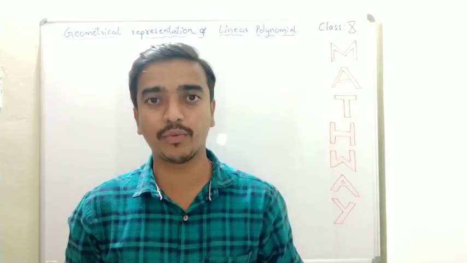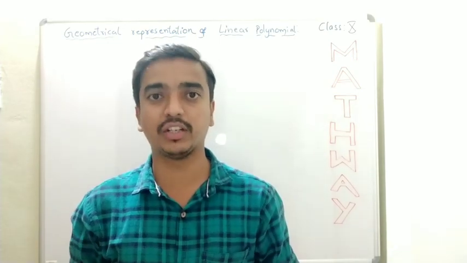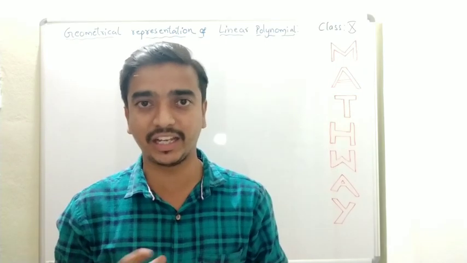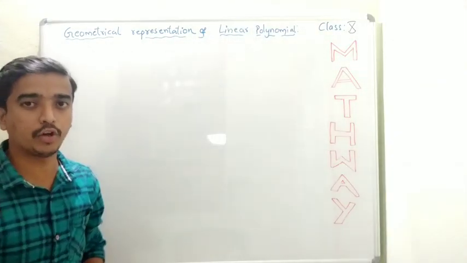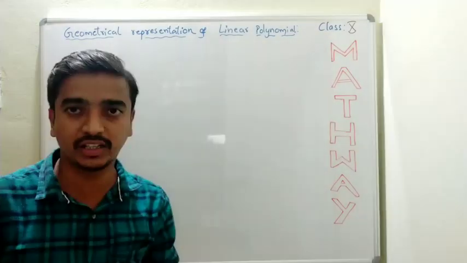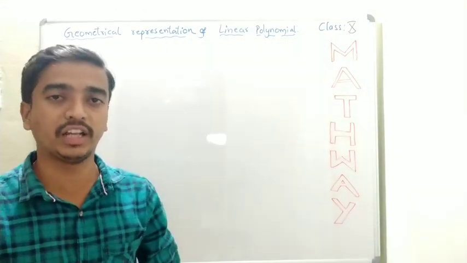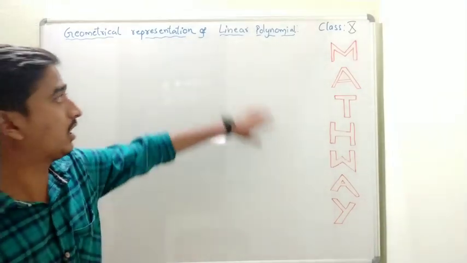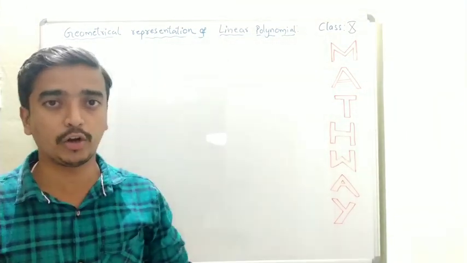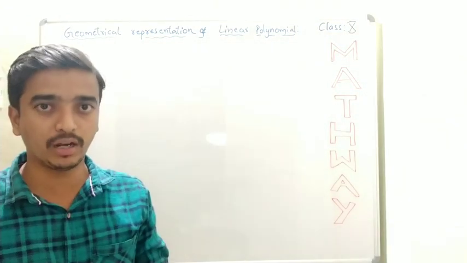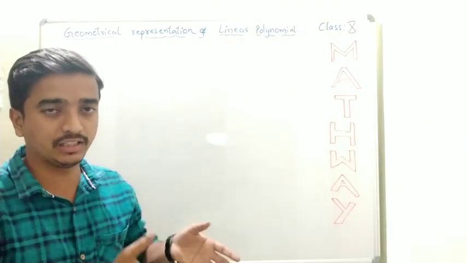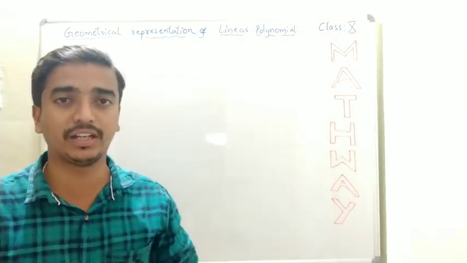By using the graph, we can find the zeros. So let us see how to find the zeros by using the graph. Geometrical representation of a linear polynomial. First we have to represent the linear polynomial in the graph. We know that the graphical representation of a linear polynomial is a straight line. First we will take one linear polynomial and represent it on the graph.